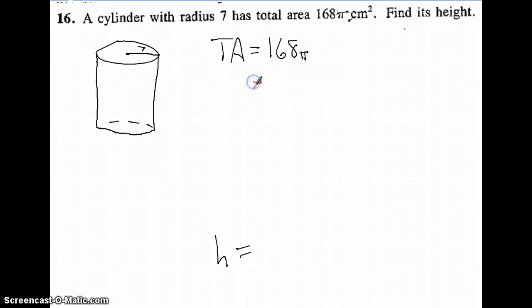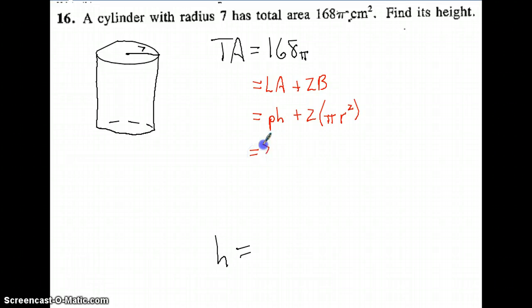Okay, total area is lateral area plus 2 bases. This is perimeter times height. This is 2 times pi r squared. I know some of this stuff. Like I know perimeter is 2 pi r. I don't know height. I know this is 2 pi times 49. So altogether so far I have 14 pi h plus 98 pi. And this whole thing is supposed to equal 168 pi.